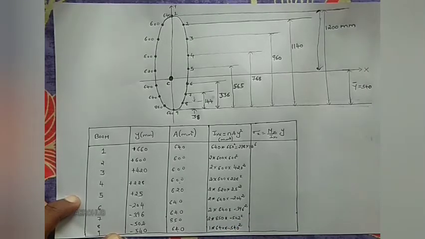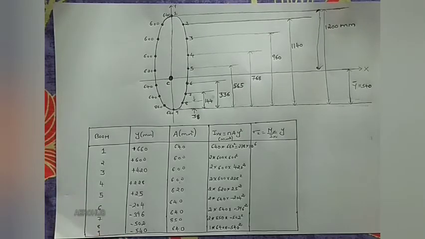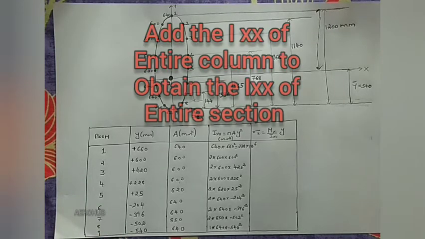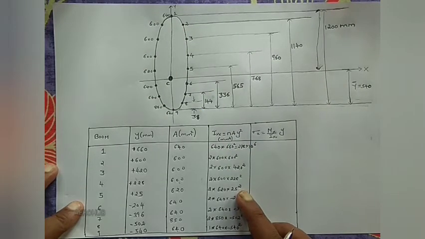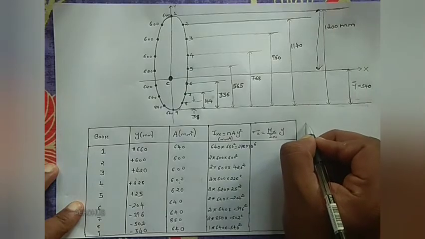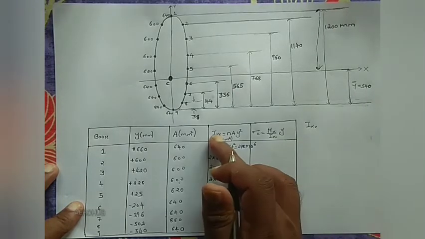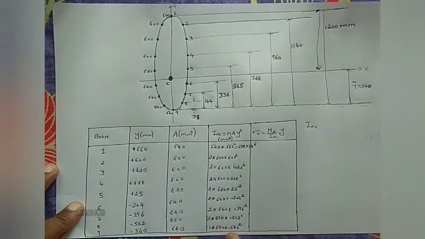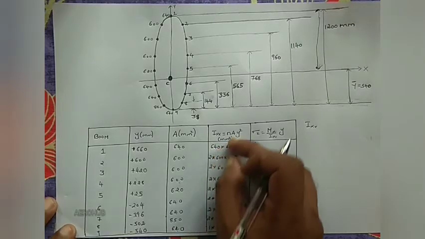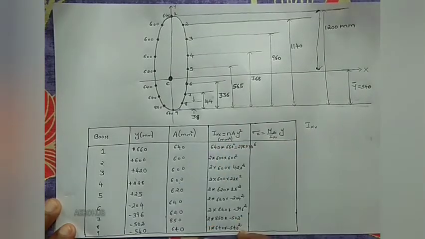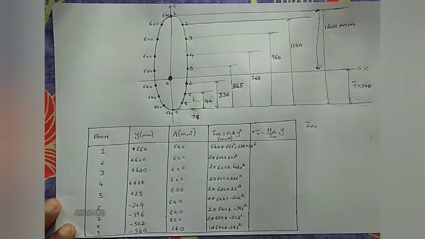Okay. So this will give the value of Ixx. You can find out the answer. The value of Ixx will be, I have found out, just add this entire column of values to find out the value of Ixx. Just add the values of this table, this column. You will get the value of Ixx for the entire section.